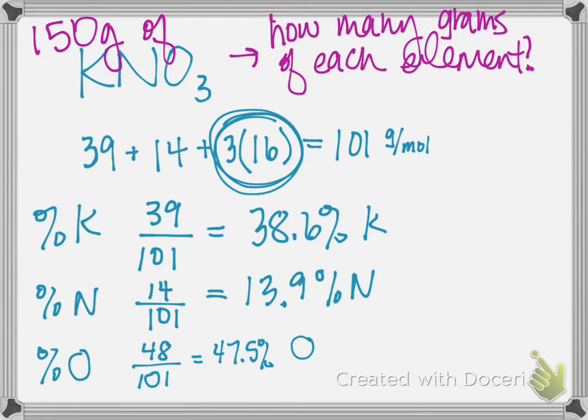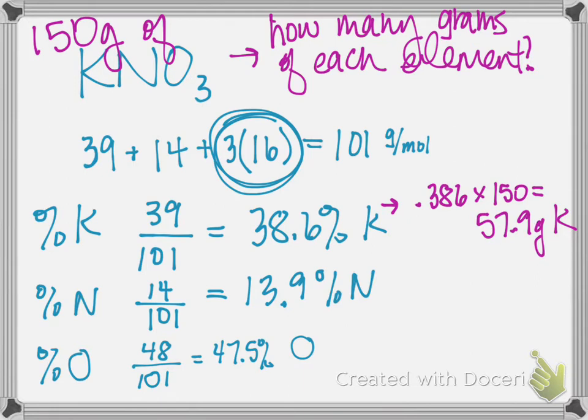But I don't have 100 grams. I have 150 grams. So all I'm going to do is take this percentage, 0.386 times 150, right? It's like you answering the question, what is 38.6% of 150? That's essentially all you're doing. 0.386 times 150 gives me 57.9 grams of potassium.